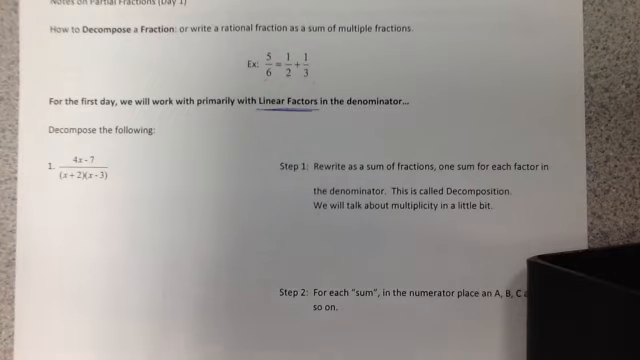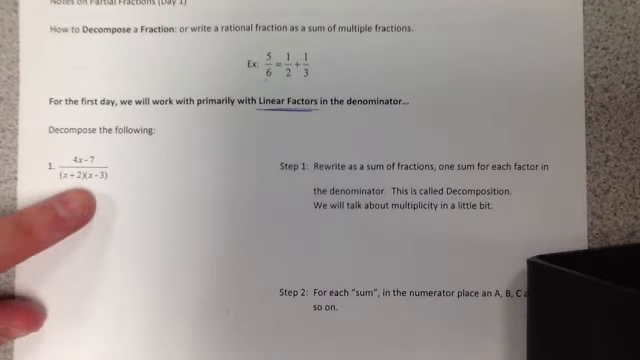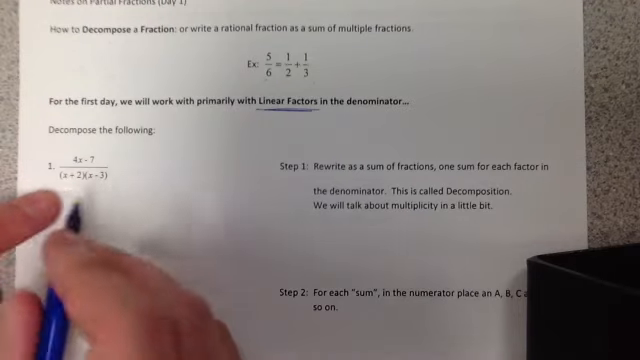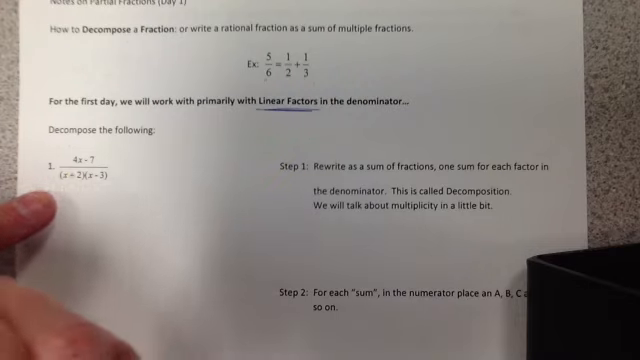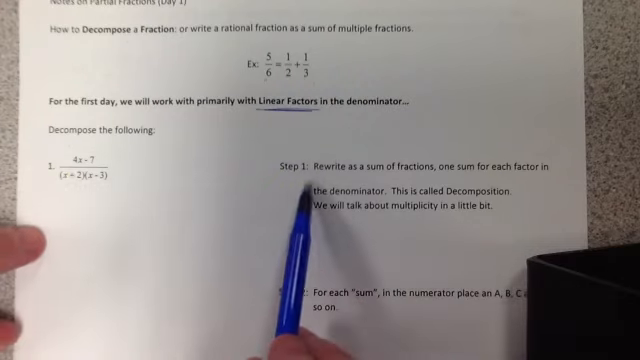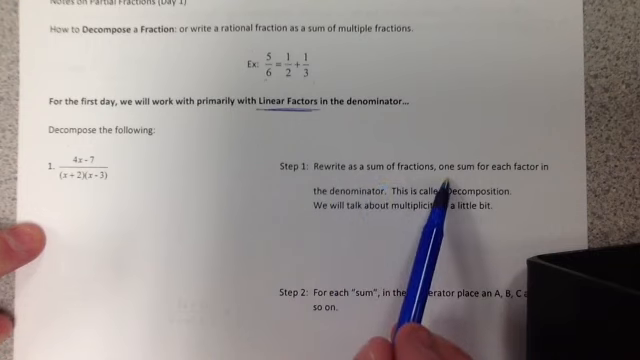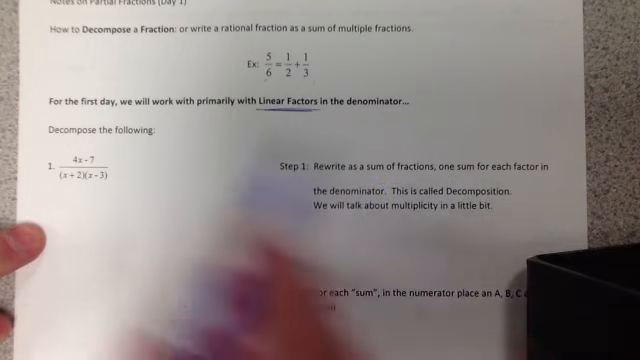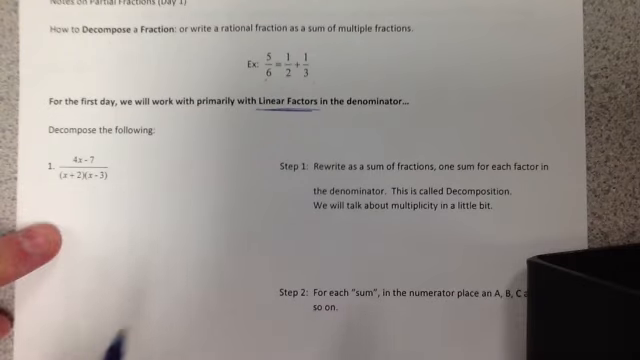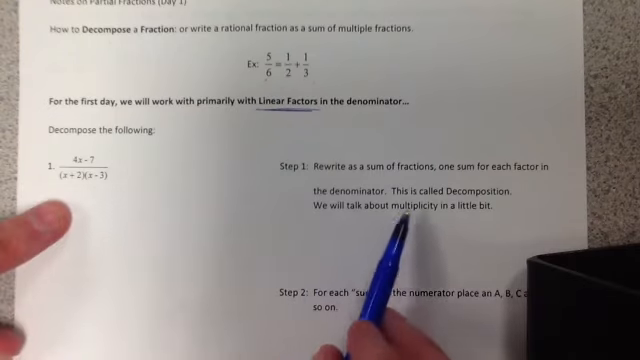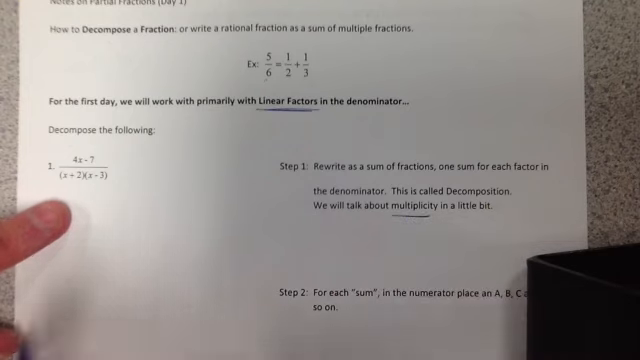So in order to do this, we have this fraction, 4x minus 7 over x plus 2 times x minus 3. Now notice you want to have these factored. That's going to become very important for us. These are considered linear factors because the power on the x's is just 1. So first thing to do, step 1, we're going to write it as a sum of fractions, one for each factor. There's two factors in the denominator. This is called decomposition. Now multiplicity becomes a problem. We'll talk about that in a little bit.